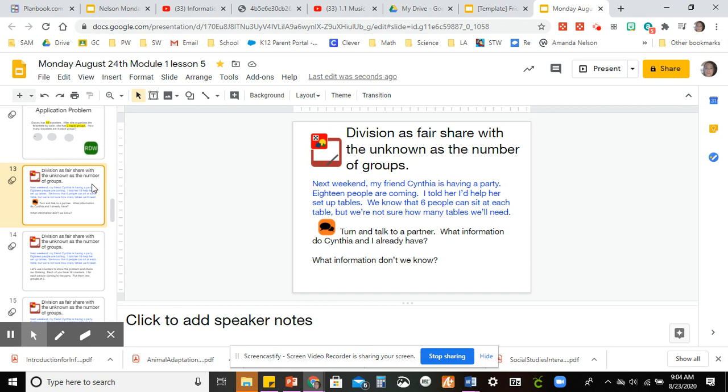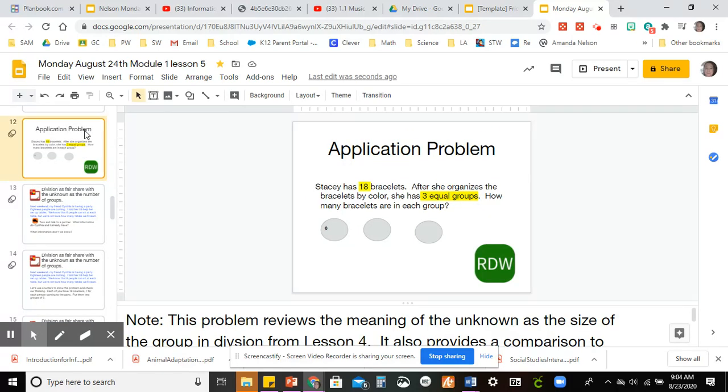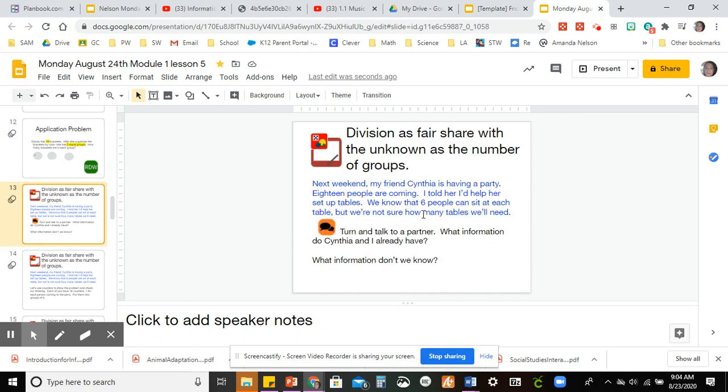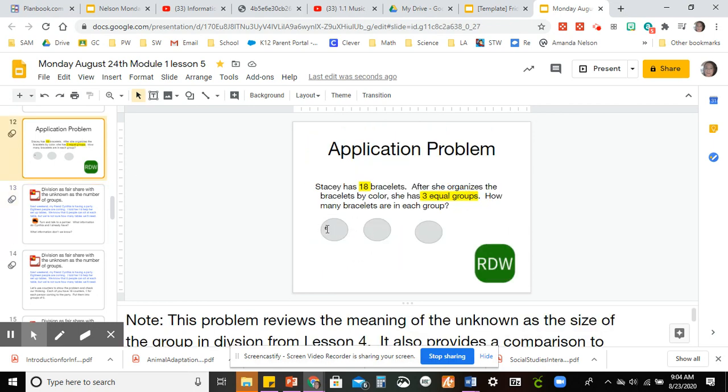Now, just like Eureka does all the time, we're using the same fact family, but now we're doing 18 divided by 6. So I want to go back up here. We've got 18, we've got 6, and our other number was 3. So 18 divided by 6 would have to be what? 3, yeah. They would need 3 tables, right? And then there'd be 6 at a table.